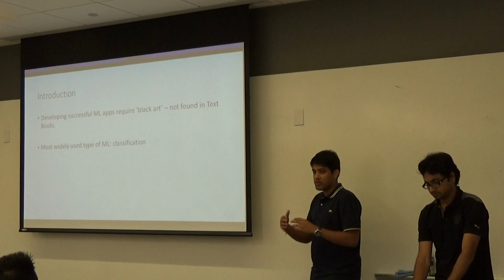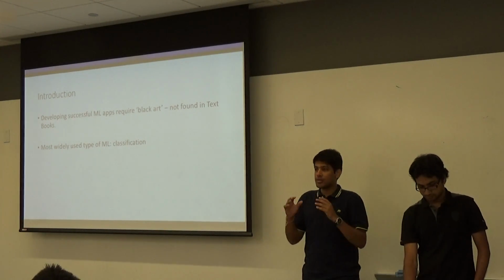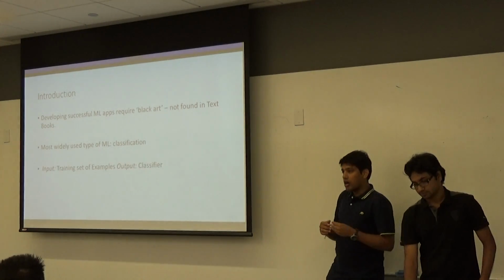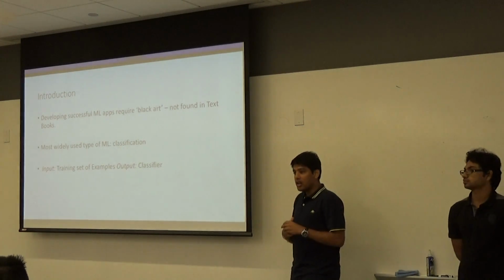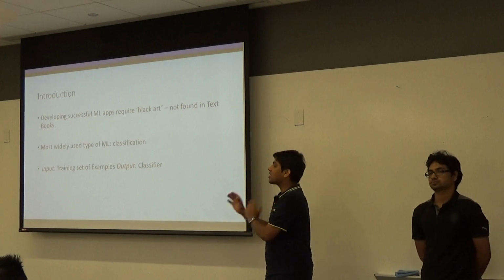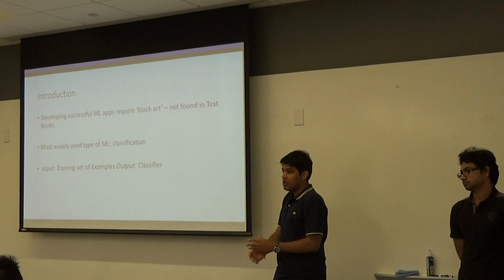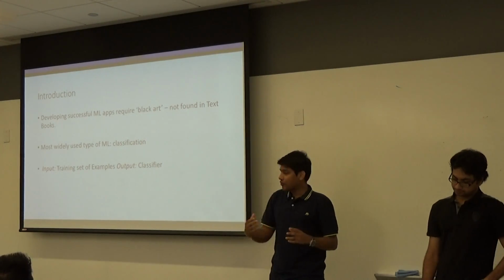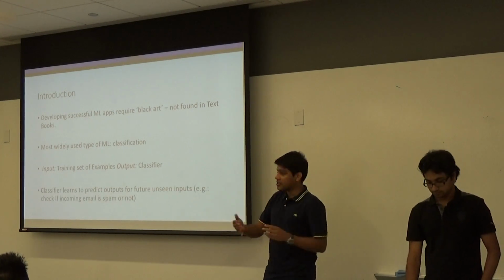There's classification, regression, anomaly detection, and so on. Today we're going to talk mostly about classification because it is the most widely used type of machine learning. So we're going to design learners. And what do we need to design learners? Learners essentially take a training set of examples as the input and output a classifier. This is the step to designing a classifier. The classifier in the future will take in unseen inputs and provide outputs for these unseen inputs.